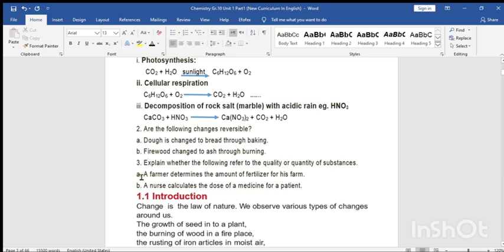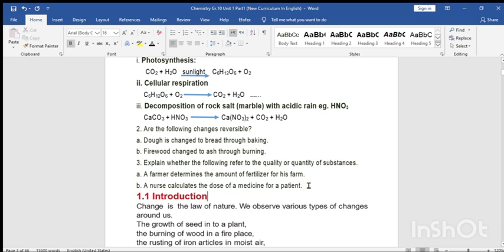For example, a farmer determines the amount of fertilizer for his farm. The amount, you see, amount means quantity. If it says determines the type of fertilizer, if it was type, it will correspond with quality, not quantity. Okay, but amount is quantity. A nurse calculates the dose of medicine for his patient. Dose, again, just indicates quantity, not quality. Okay, these are the pointers.